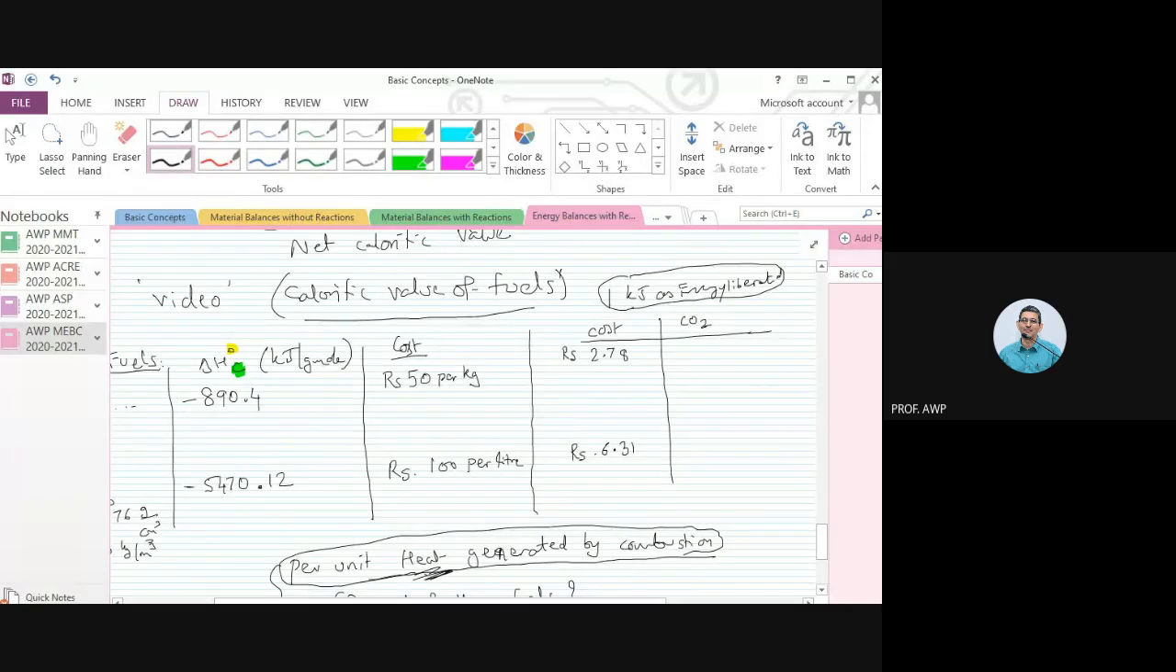You just have to multiply by a factor, right? Any other answer for 2.78, 6.31? Any other answer?